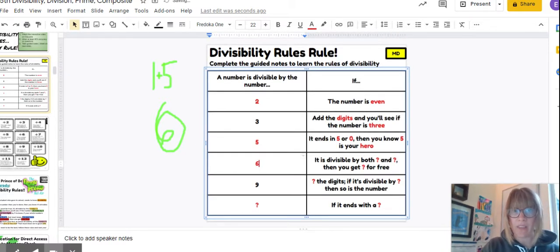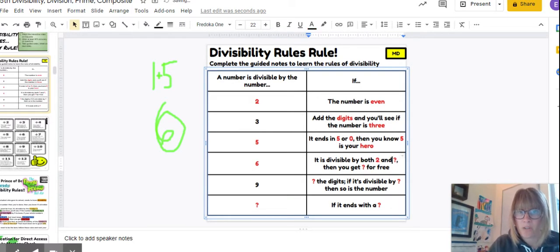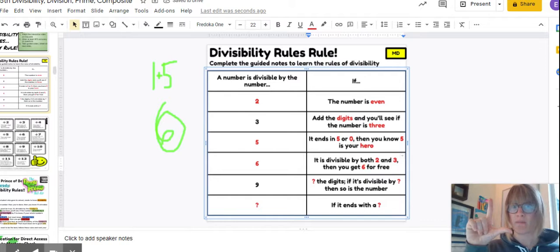What about 6? If it is divisible by both 2 and 3, then you get 6 for free. So that means if it's an even number that's also divisible by 3, meaning you add the digits and that is divisible by 3, then you get 6 for free. So if it's divisible by both 2 and 3, it's also divisible by 6. In this case, it is divisible by 3, but not 2. So 15 is not divisible by 6.